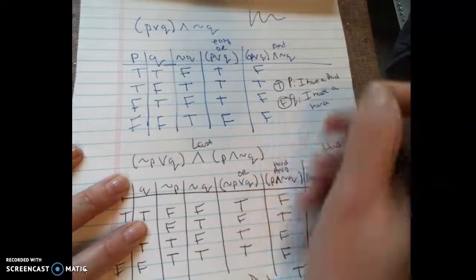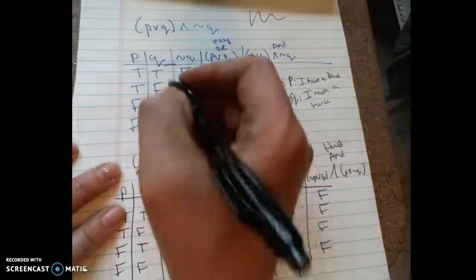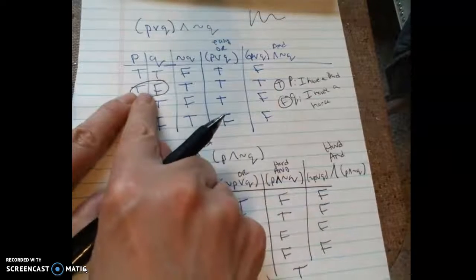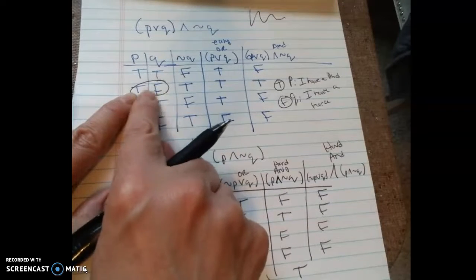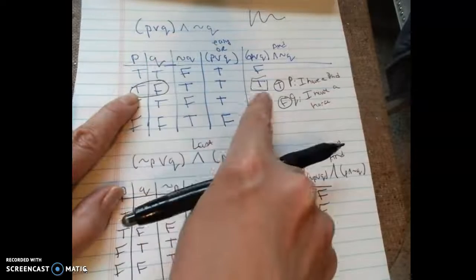I do not have a horse. Okay, so if you look over here, I told the truth about P, but I lied about this one. So I told the truth about the PhD, and lied about having a horse. So do you get that the answer to this is actually true?